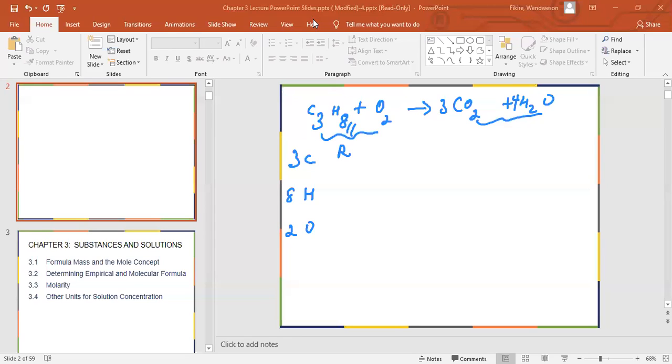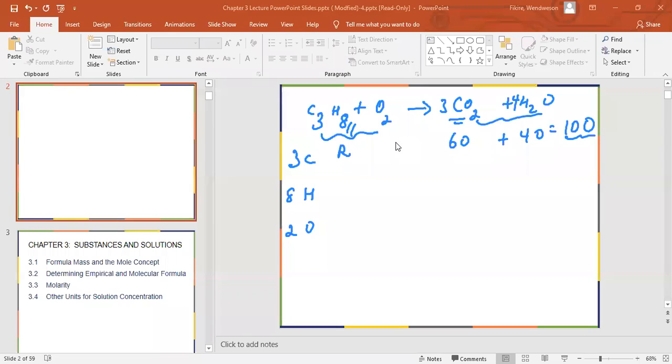Where the 3 CO2 is, it's 3 times 2, which is 6. And where it's 4, it's 4 times the 1. And 6 plus 4 is 10 on the product side. The reason it is 10: 3 times 2, there are 6 oxygen here, plus 4 oxygen from the water side. So there are going to be 10 oxygen on the product side.